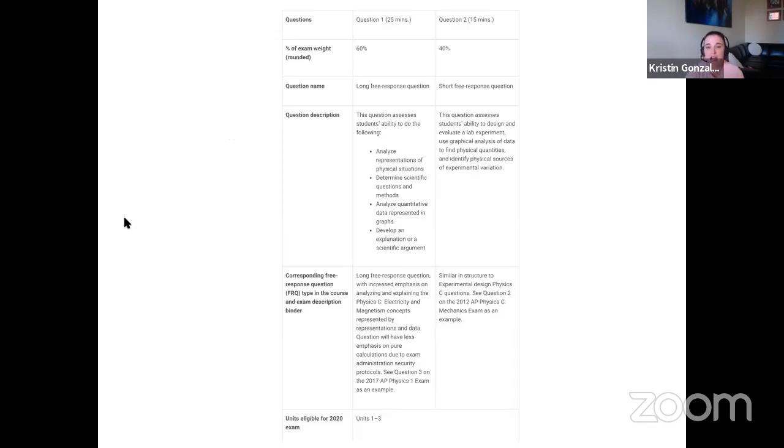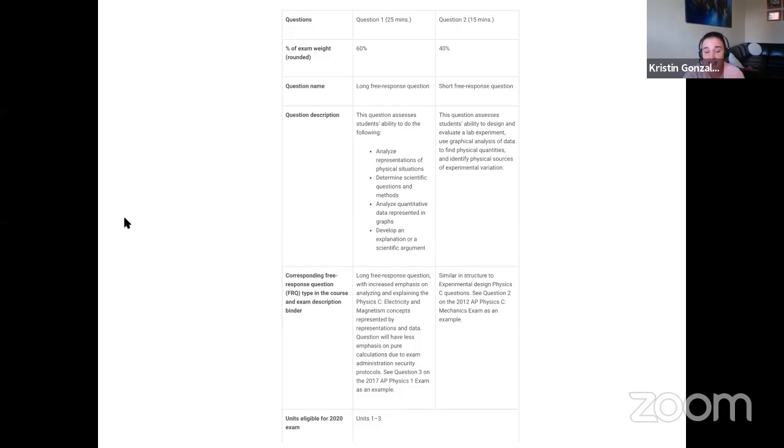A little bit more on those questions. Question 1, since it is a longer question, is worth a little bit more. It's 60% of the weight of the exam, and question 2 is 40%. The 2 types of questions are a long free response and a short free response. For that long free response, you should be able to analyze representations of physical situations, determine scientific methods, analyze quantitative data and graphs, and develop an explanation or a scientific argument. That gives you an insight on what kinds of things you can expect on question 1.